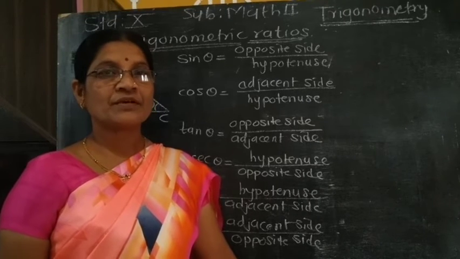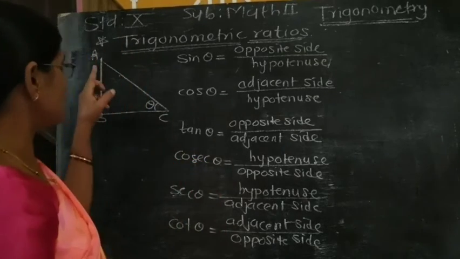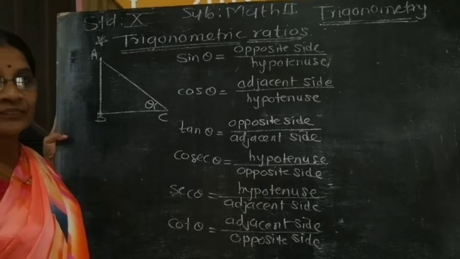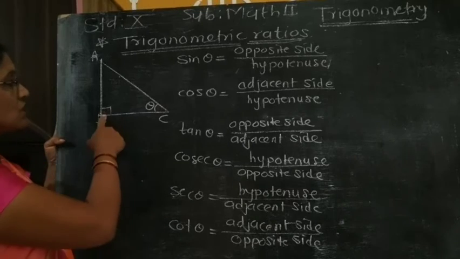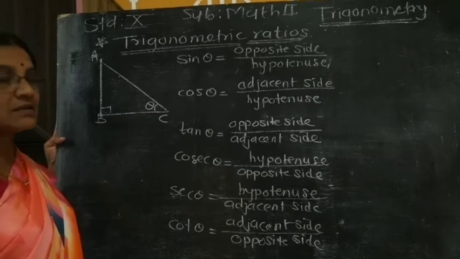See here, we will revise the right angle triangle. In this figure, this triangle ABC is a right angle triangle. Angle B is 90 degrees, means a right angle. Its opposite side AC is considered as the hypotenuse.